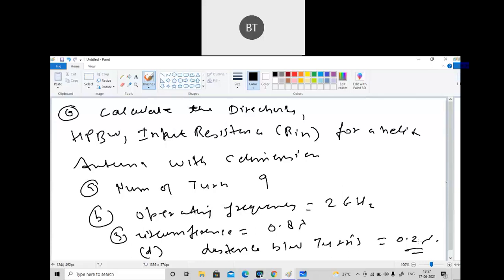Kindly solve the problem which I've given. Calculate the directivity, half power beam width, and input resistance, or you can say input impedance, for a helix antenna with dimensions: number of turns equal to 9, operating frequency 2 gigahertz, circumference 0.8 lambda, and distance between turns 0.2 lambda.